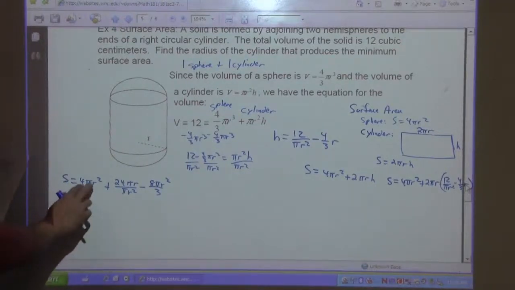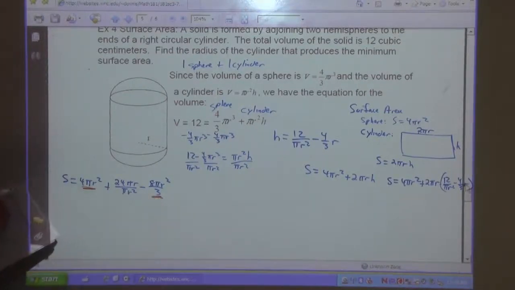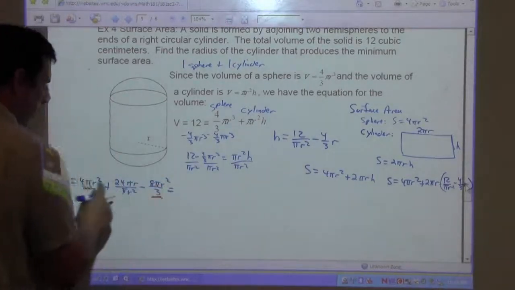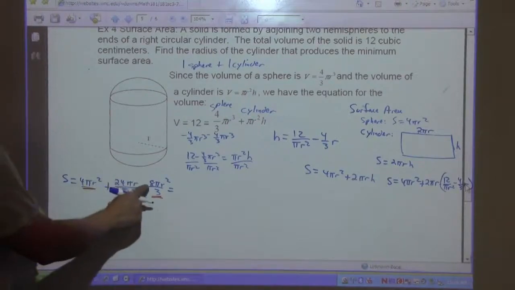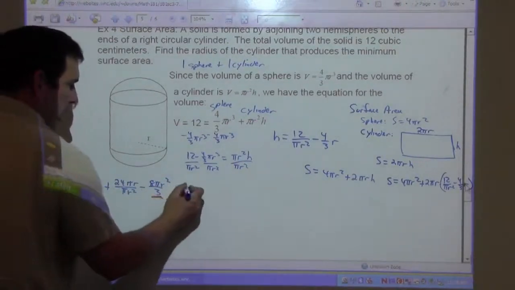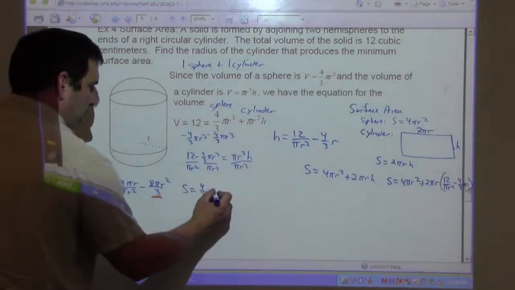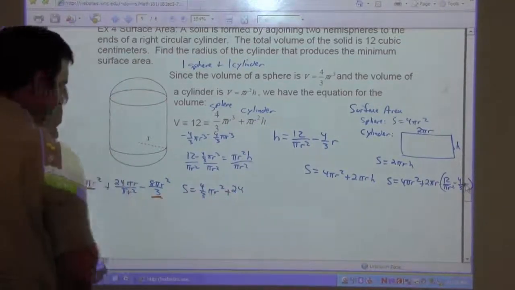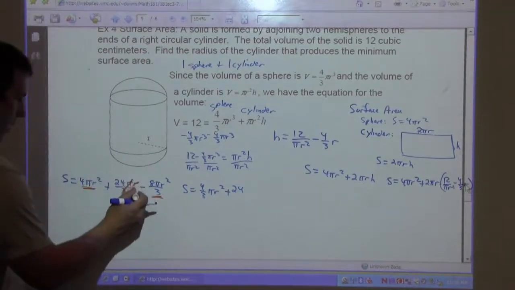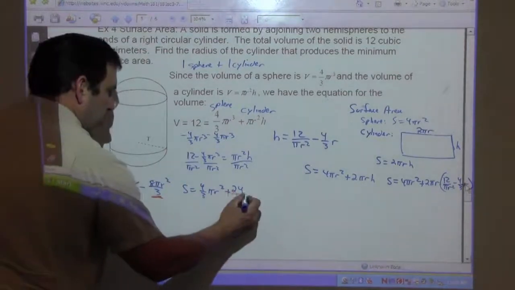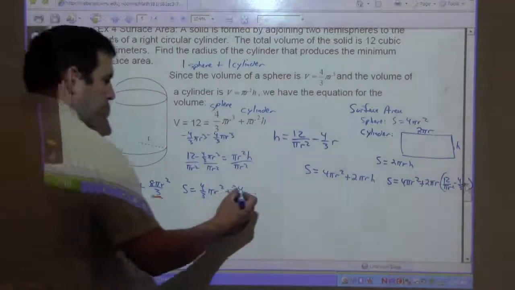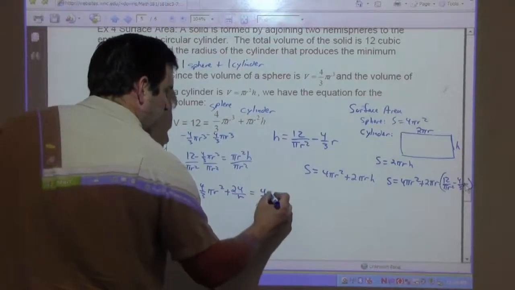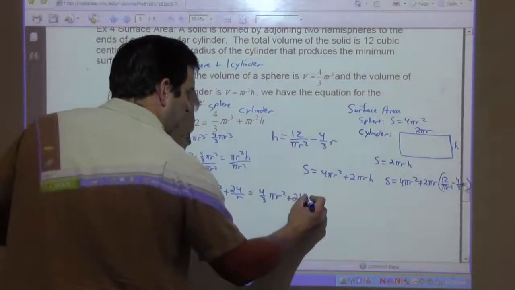Now, we can combine this term here and this term. So think of this as 12/3 pi r squared minus 8/3 pi r squared. So S would be 4/3 pi r squared plus 24. Over here, the pi's divide out and the r's and that r down there. So it's 24 over r. So you can think of that as 4/3 pi r squared plus 24 r to the negative 1.